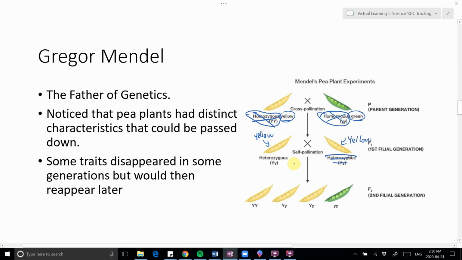Remember, he didn't know this. All he knew was what he could see. So he crossed a yellow and a green, and what he got was all yellow, which didn't make sense to him, right? Because where did the green go? How did the green just disappear?